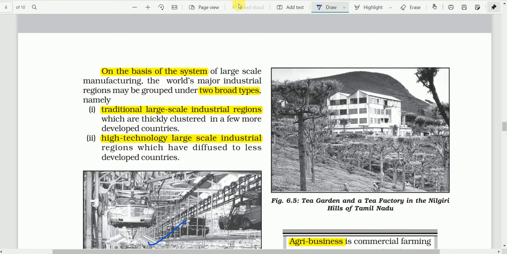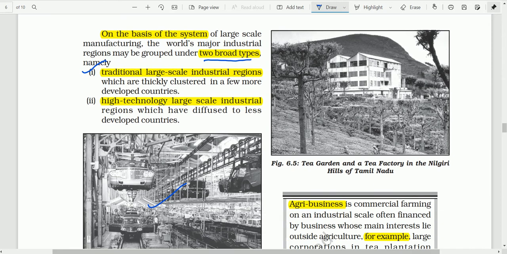No, sir. Okay. And so on the basis of the system of large-scale manufacturing, the world's major industrial regions can be grouped under two broad types. The first one is traditional large-scale industrial regions, which are thickly clustered in a few more developed countries. Another one is high technology large-scale industrial regions, which have diffused to less developed countries. So this will be discussed in detail later on.